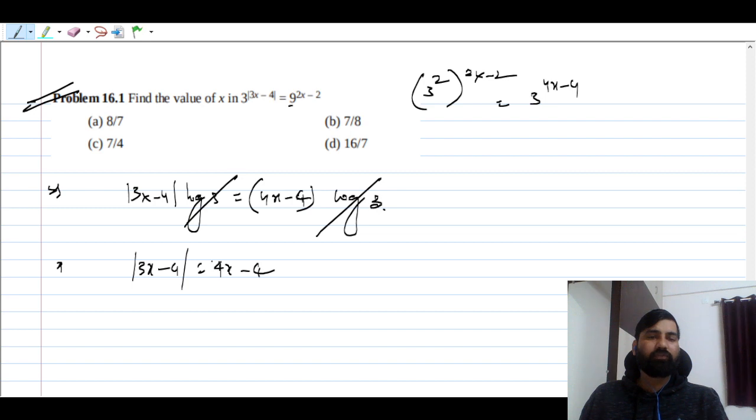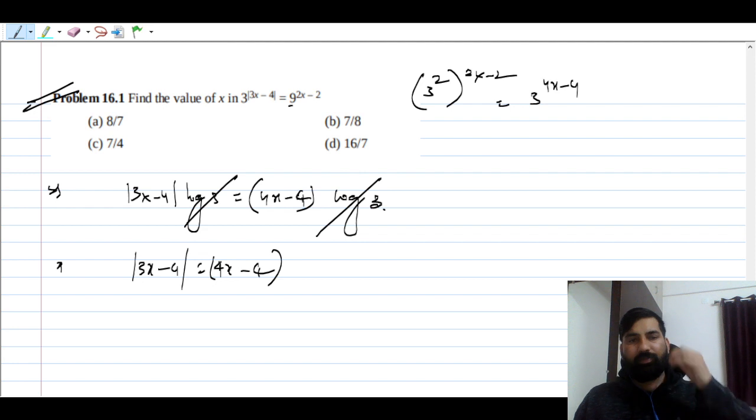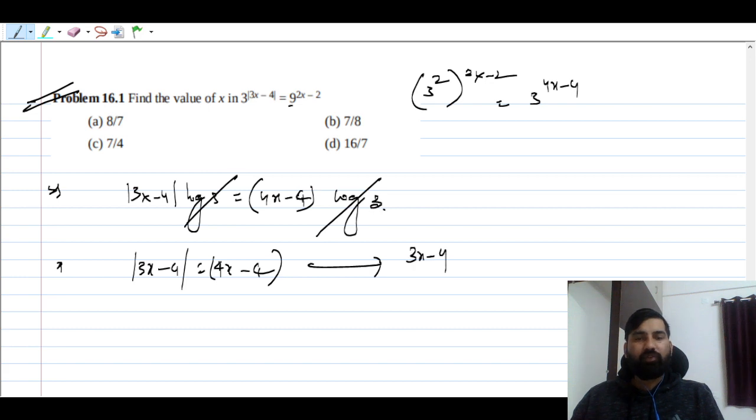4x minus 4. Now you will have two situations, okay. One situation is 3x minus 4 will be positive. The other situation is this can be negative also, right? So you can find the x value and check it out. If you take positive only, 3x minus 4 equal to 4x minus 4, 3 equal to 4 is not possible, okay. So this is the first case that you have to choose.